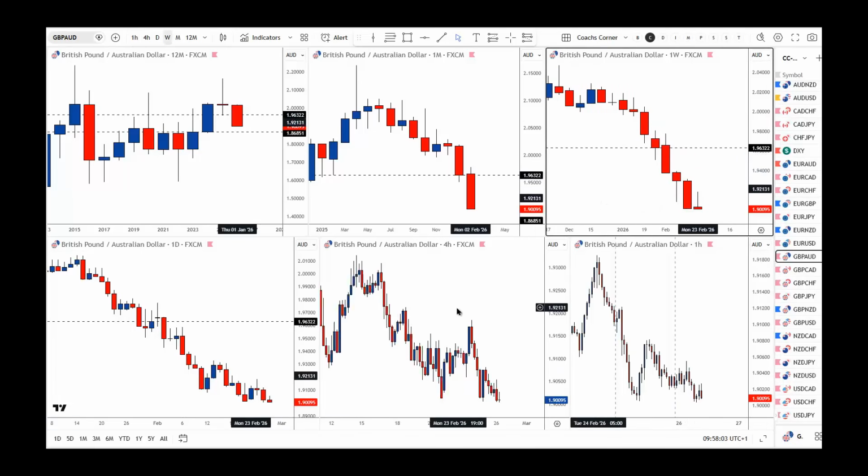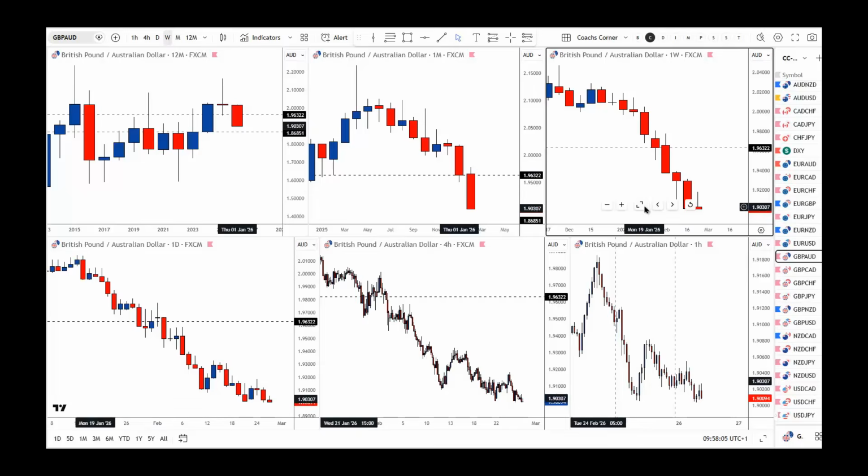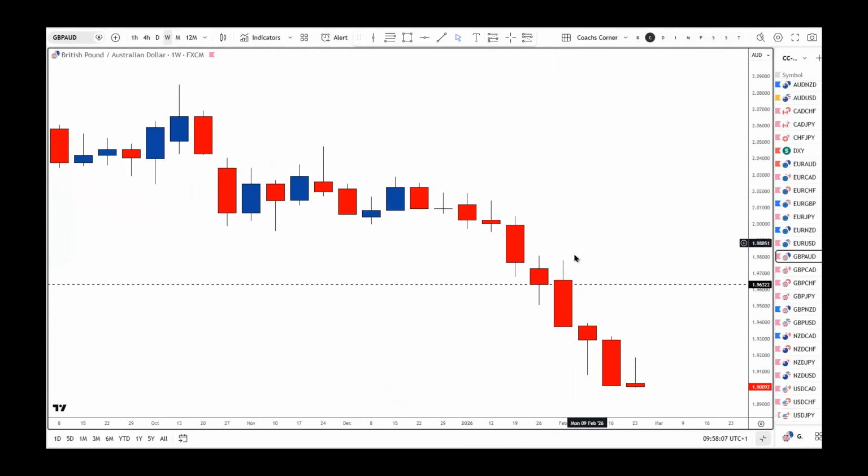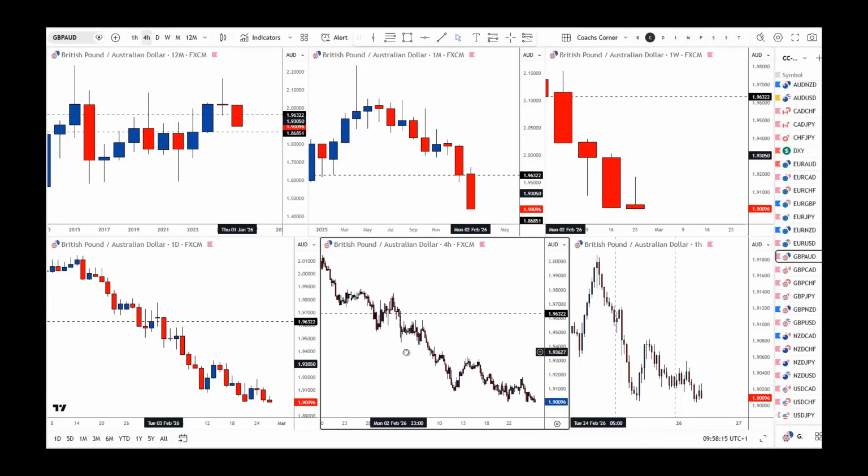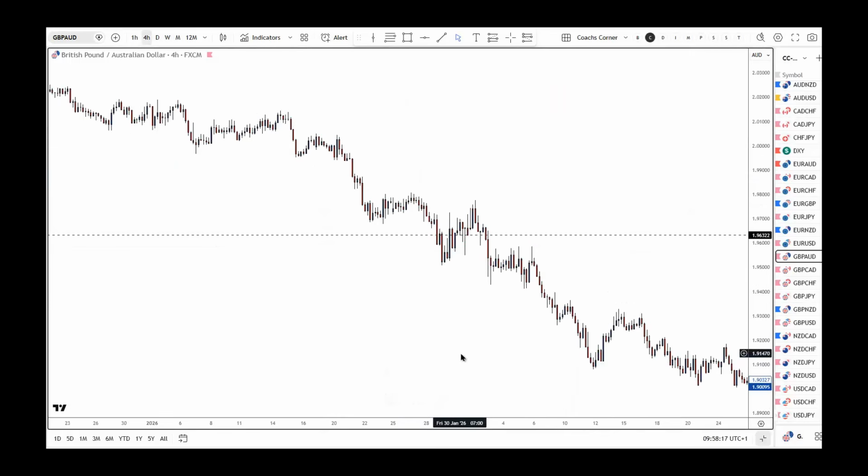Give me one second. We just pretend that this week is over, is closed, and now it's Monday, the 2nd of February, Pound Aussie. So the market opens in here. My bias is bearish, but price is heading up. There's nothing to do. I wait. I have marked the closing price.